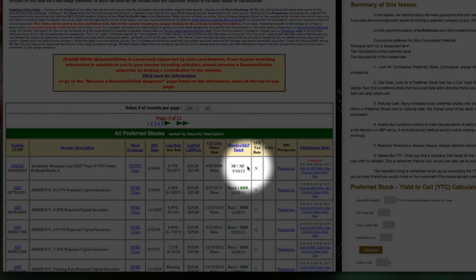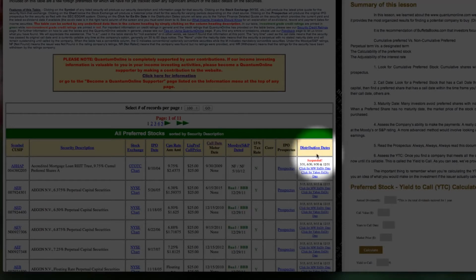the Moody's or S&P rating, which is very useful when you're looking at preferred shares because they often have a little bit of debt and sometimes don't display some of the best financial decisions for the companies that you'd be investing in. It tells you whether it's a 15% tax rate or not, when you buy that. And it has the full prospectus where you can go ahead and pull up all the detailed information about each specific preferred stock. Then the last thing it has is the distribution dates.